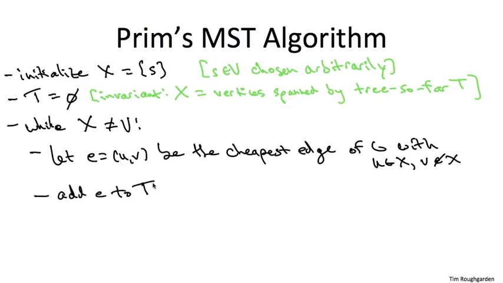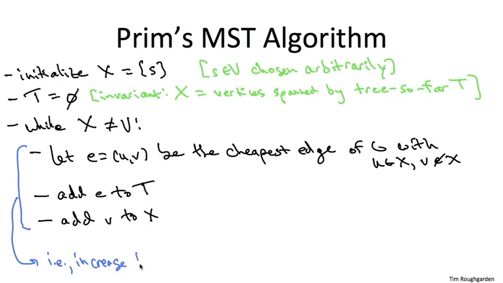So if E is the cheapest edge amongst all of those that cross the frontier with one endpoint on either side, that's the one we're going to add to our tree so far capital T in this iteration. Its endpoint that's not already in capital X, that's going to be the vertex that we add to X in this iteration. And again, the semantics of an iteration is that we're trying to increase the number of spanned vertices while paying as little as possible. That's the sense in which Prim's algorithm is a greedy algorithm.